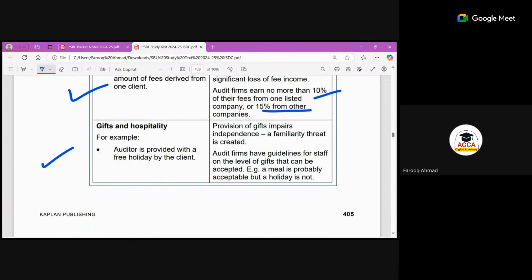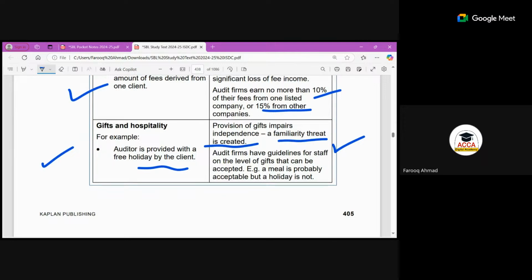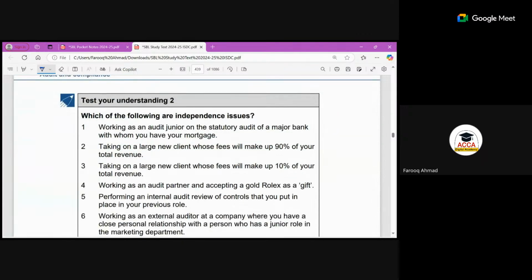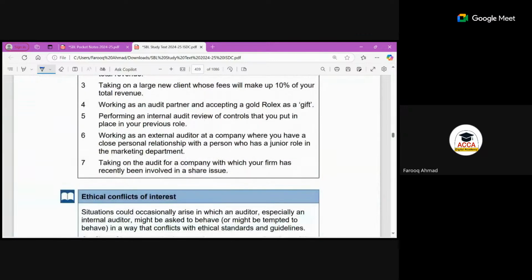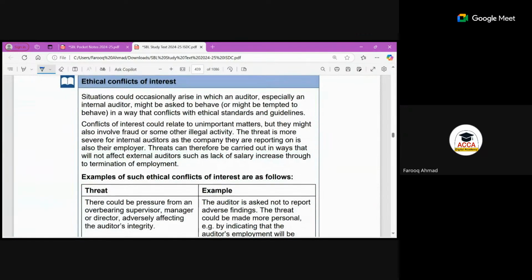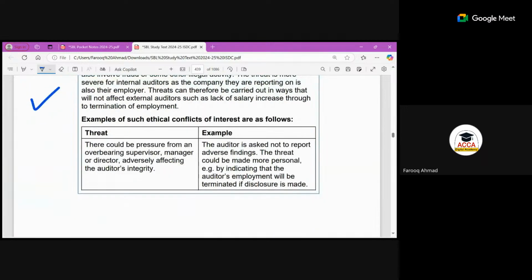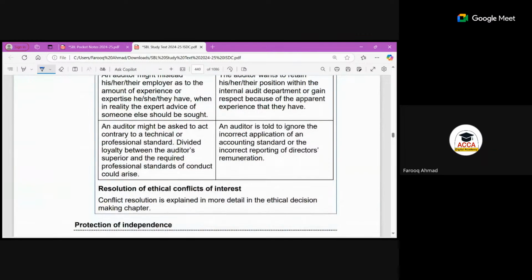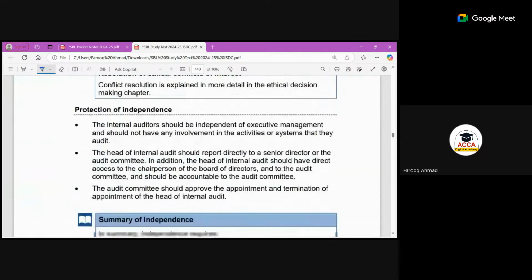Gifts and hospitality. An auditor is provided with a free holiday by the client. This is an example. The gift impairs independence. A familiarity threat is created. Absolutely, students. This is just a flavor to recall your earlier studies. Ethical conflict of interest. These are easy chapters. This is just your previous learning. It's helping you to refresh yourself. Resolution of ethical conflicts. Protection of independence.